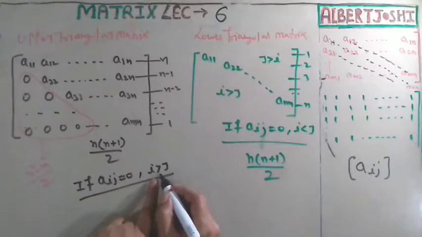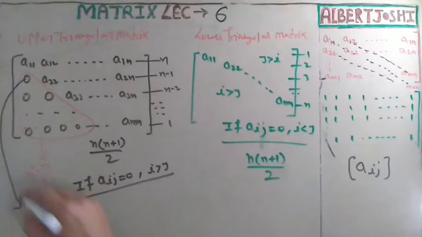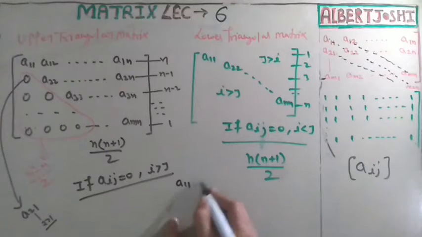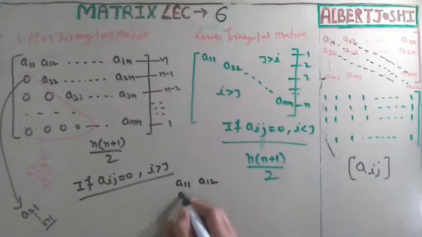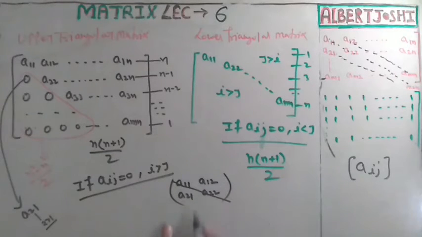What is i greater than j? You can see that this is A21. Here i is greater than j: 2 is greater than 1. Take A11, A12, A21, A22. You can see that this is the diagonal, and this is 2-1. Here i is greater than j. This is the upper element, and this is the lower element.